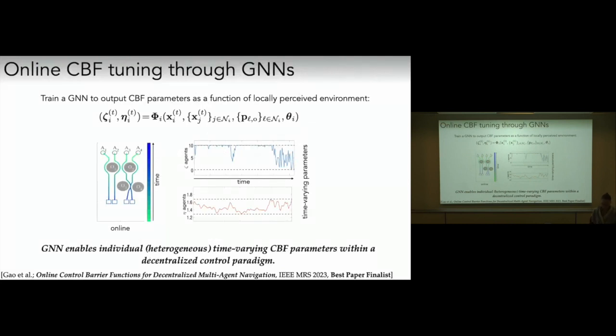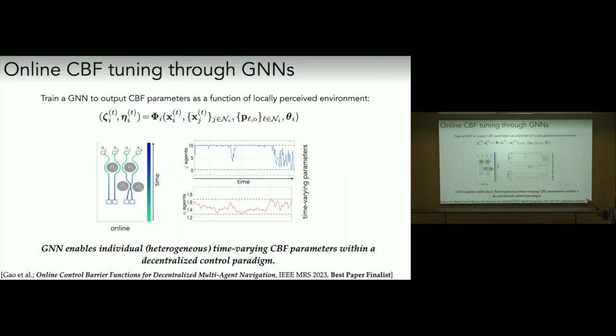So what have we done? We decided to model a time-evolving system where zeta and eta are being found in real time as a function of local context. So what do I mean by local context? Phi here is our GNN, which is going to be taking as input the state of myself. So I'm the robot computing the parameters for my CLF-CBF control. I'm going to be taking in the positions of all the robots I can directly communicate with.